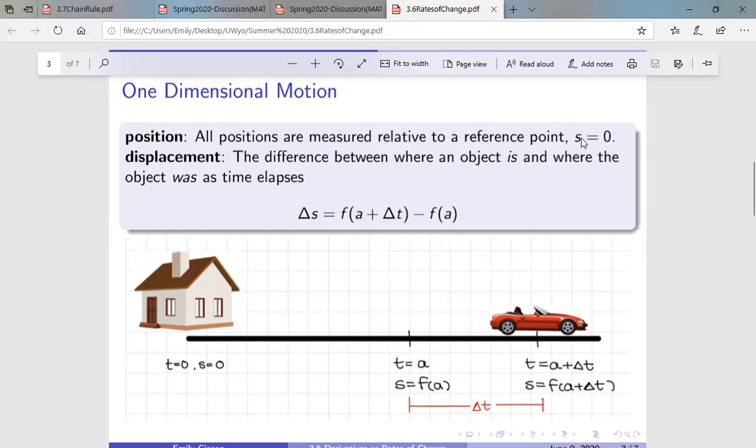And then it's important to talk about displacement. The displacement is the difference between where an object currently is and where an object was as time elapses. And we call that delta S. It's the change in the position function. And this is going to be f of a plus delta t, that's our elapsed time, minus f of a. And you're probably really familiar with this because we've been using this in our limit definition of the derivative.